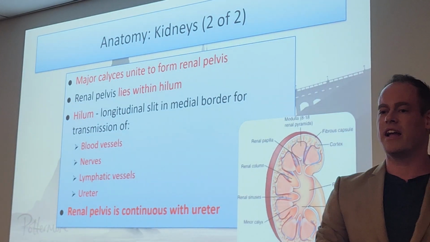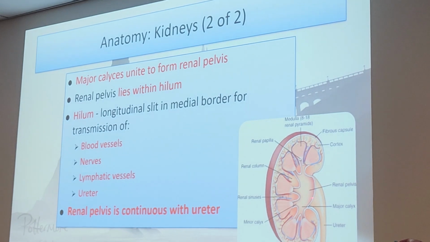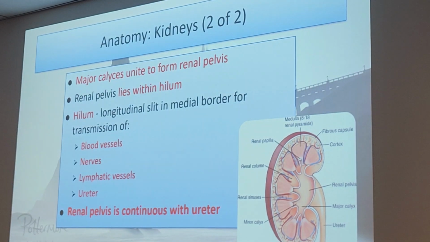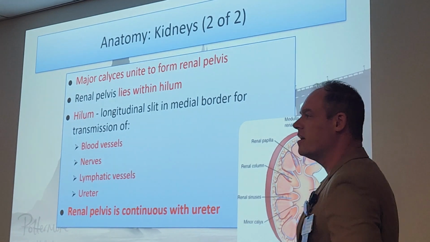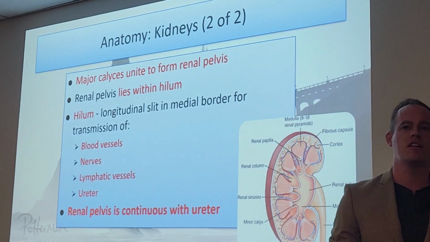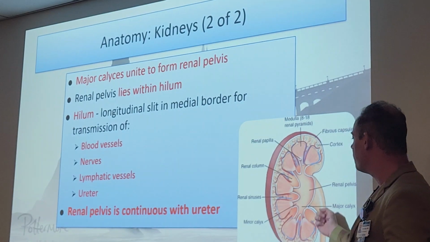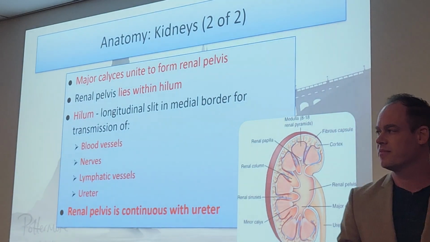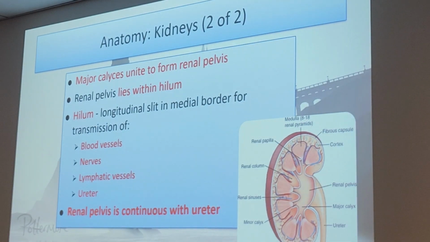All right, so those major calyces are going to unite to form the renal pelvis. The renal pelvis lies within the hilum that we just talked about. The hilum includes our blood vessels, our nerves, our lymphatic vessels, and of course the ureter, where the urine is going to finally drain down into the bladder. The renal pelvis is also continuous with the ureter. Keep that in mind. That's why those wonderful kidney stones get so caught up in there.